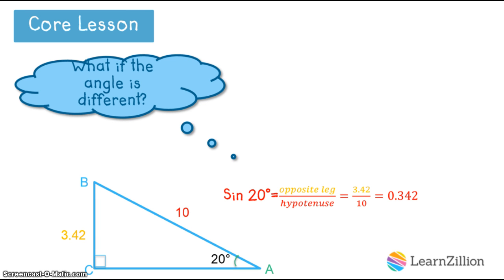What if the angle is different? Because every right triangle with an acute angle of 20 is similar, we know the ratio is always the same. It's a constant. That is what is so great about learning that the ratio is always the opposite leg over the hypotenuse of any given right triangle. The value of the ratio changes when the angle changes, but it is always the ratio of the opposite leg to the hypotenuse.